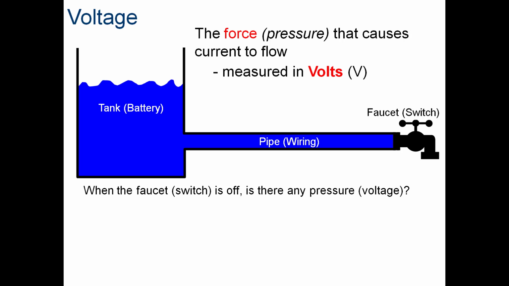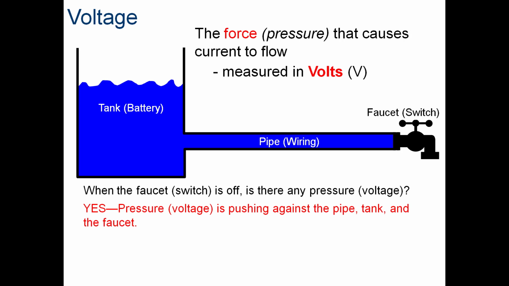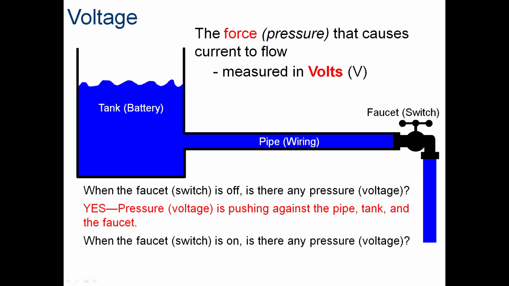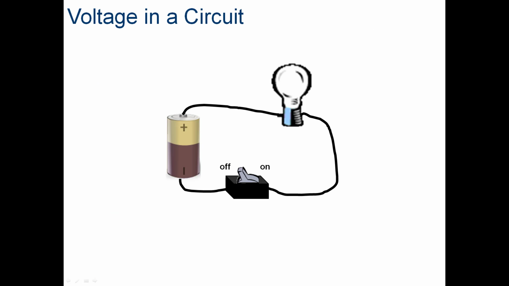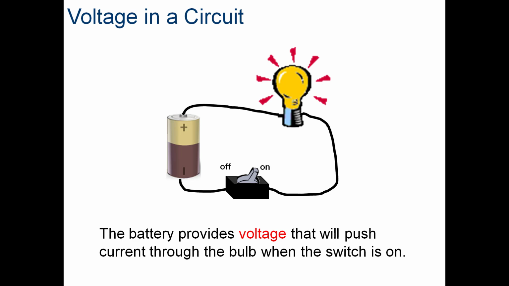So when the faucet is off, is there still pressure in the pipe? Yeah, absolutely. It's just sitting there. If I open the faucet, is there still pressure in the pipe? Yes, that's what's pushing the water through. So voltage is the pressure pushing the electrons through the circuit. If I look at the exact same circuit, when my switch is off, I still have voltage present across the battery. When it's on, I still have voltage across the light bulb.